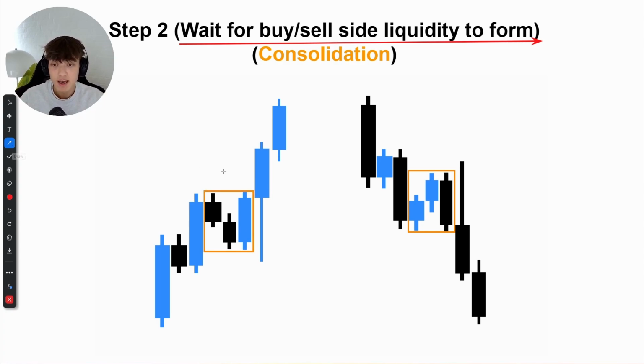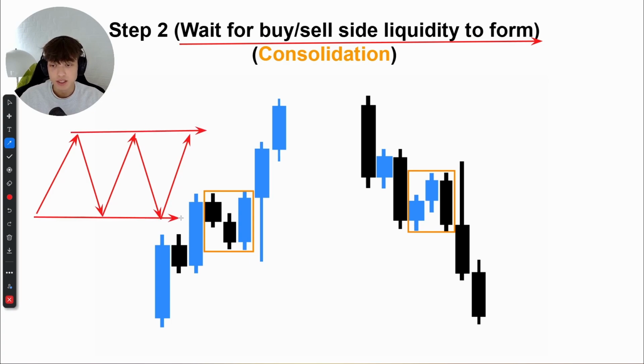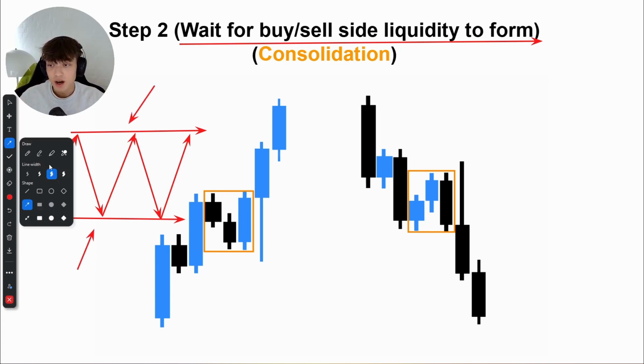meaning that whenever price is moving sideways, right, it is generating buy side and sell side liquidity. It is forming buy side and sell side liquidity, meaning that there are equal highs up here and there are equal lows down here, meaning that there are liquidity. Liquidity equals stop losses equals money. The market wants to hunt money. It wants to hunt liquidity. It wants to hunt stop losses. So above these equal highs and below these equal lows, there are liquidity. There are massive liquidity pools.